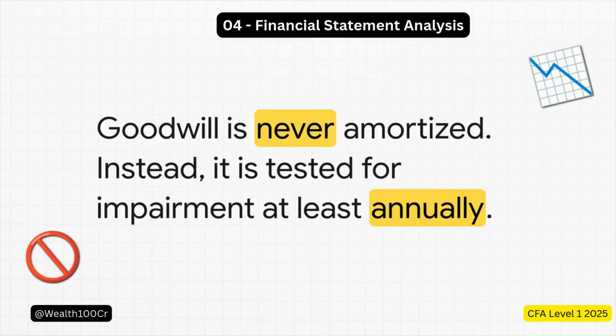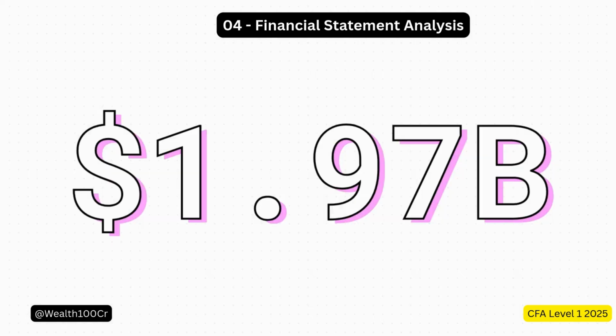You don't just write it down bit by bit. Instead, management has to do an impairment test at least once a year to check if the value of that company they bought has gone down. If it has, they've got to write down the goodwill. And believe me, these impairment charges can be absolutely massive.